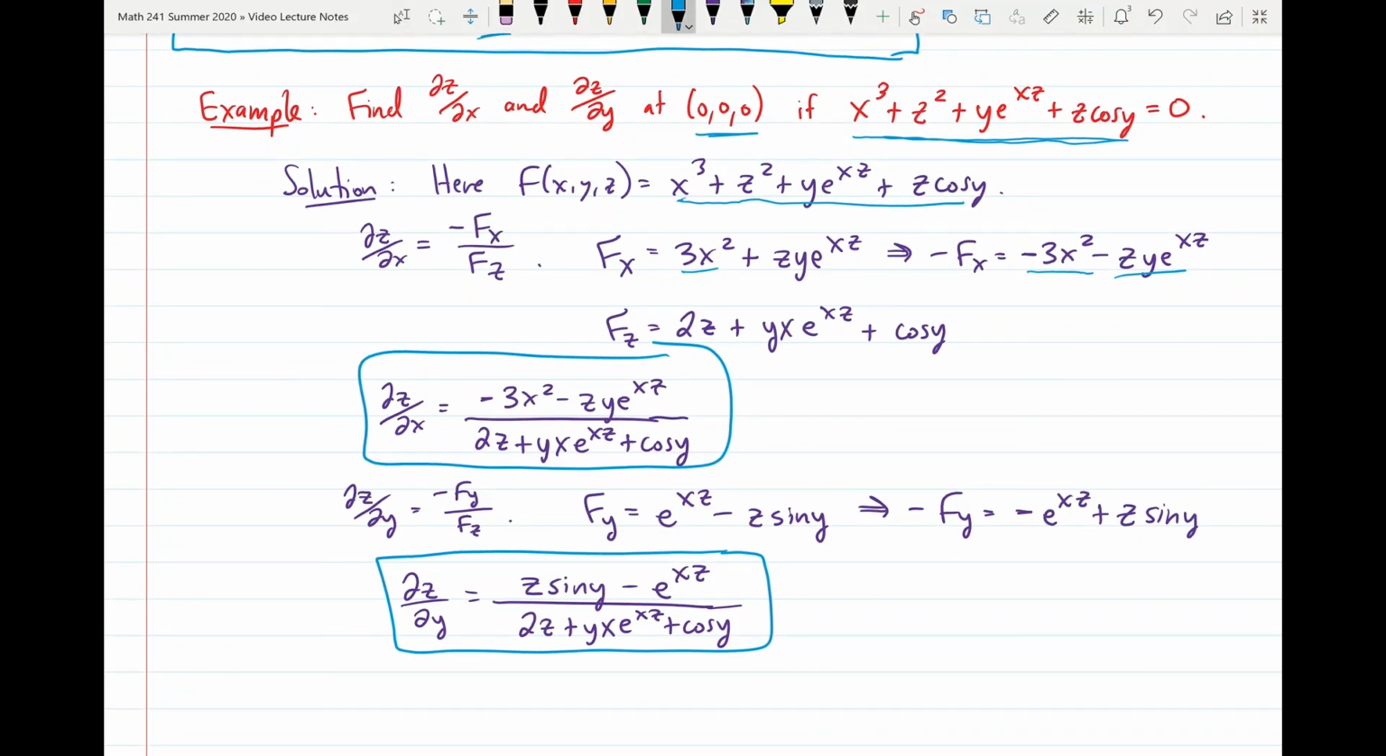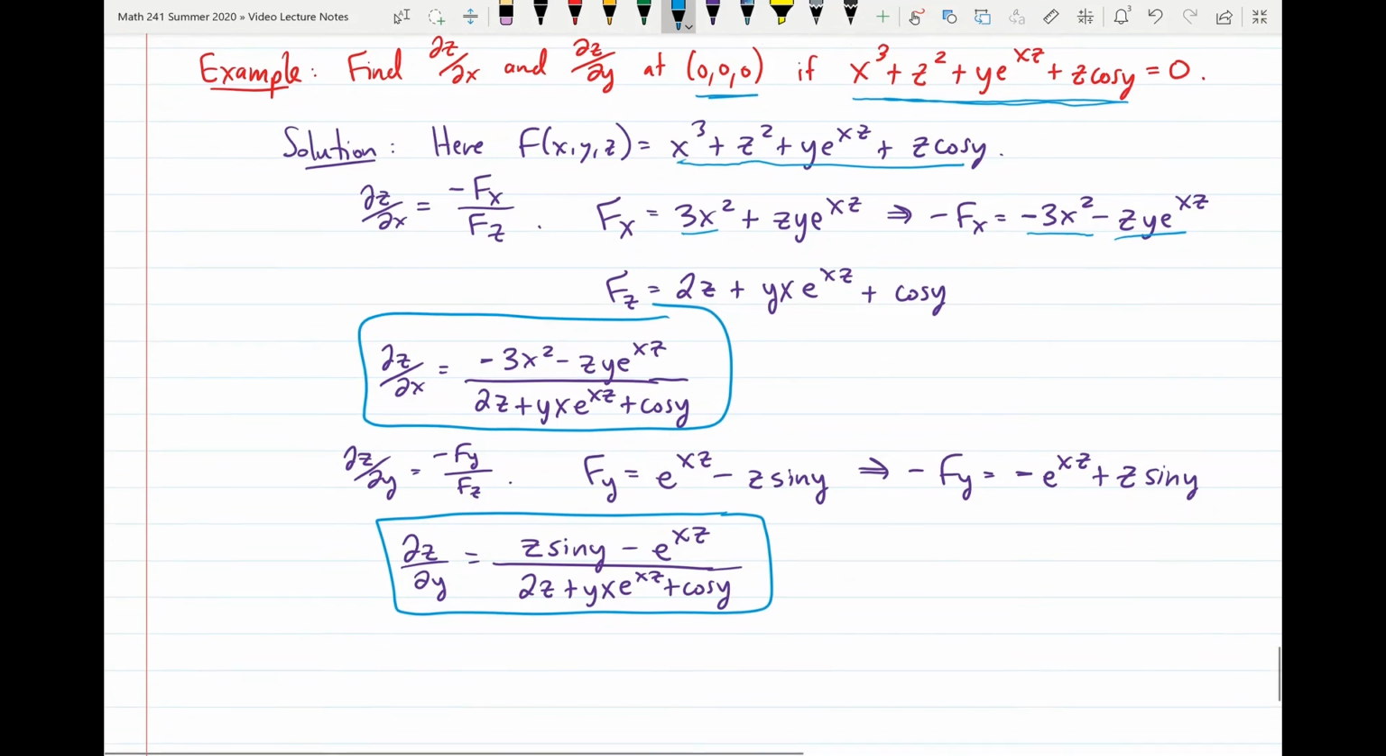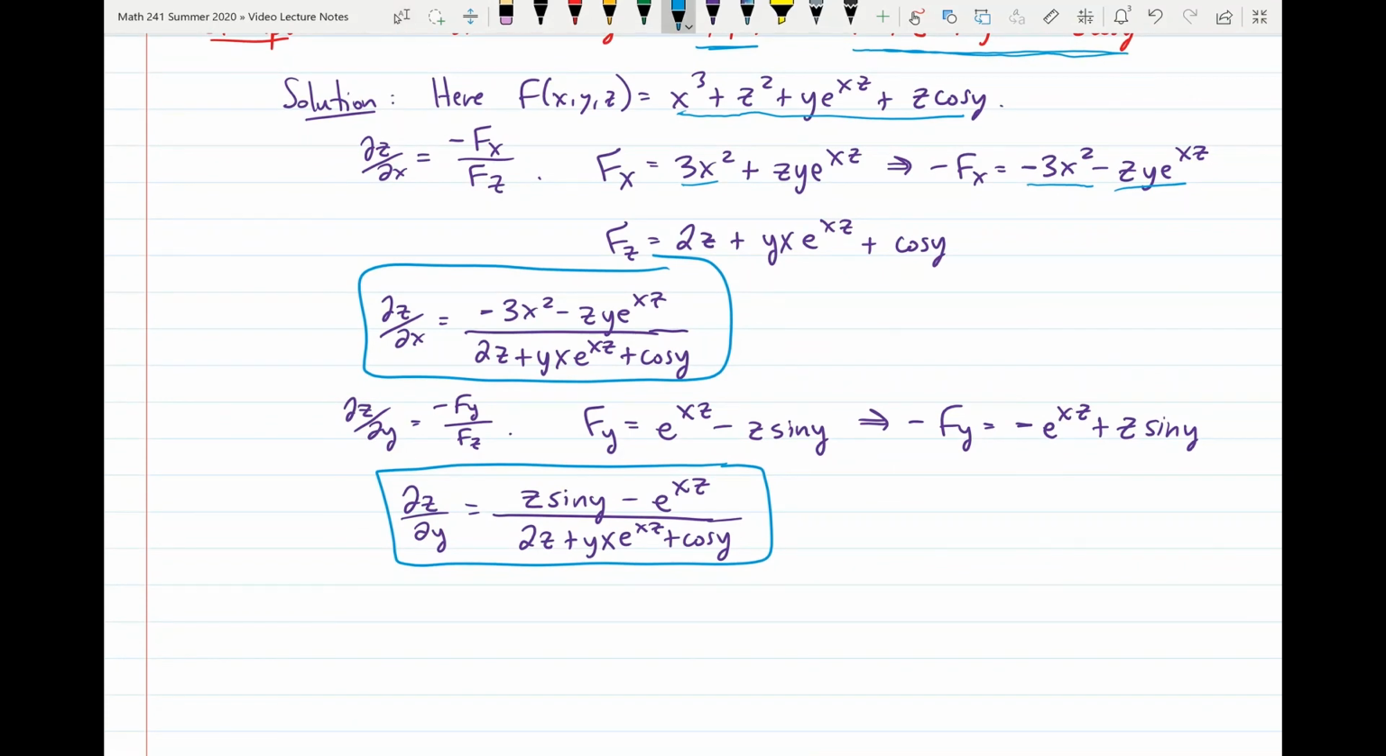Similarly, we can find the partial derivative of f with respect to z by holding x and y constant, and we get 2z plus y times x times e to the xz plus cosine of y. And after we have these two expressions for the partial derivatives with respect to x and z, we can just write down that the partial derivative of z with respect to x is equal to minus 3x squared minus z times y times e to the xz over all the stuff that I have written here in the denominator.